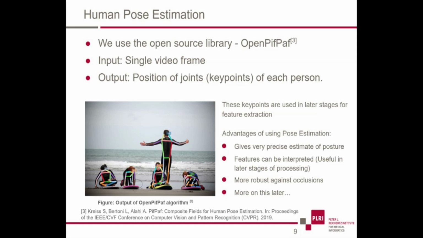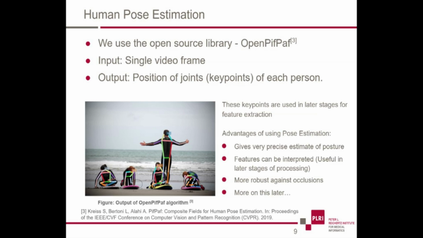The advantage of using human pose estimation compared to, say, traditional ML or end-to-end deep learning models is that one, they give us very accurate estimates of the exact pose of the person, which very often is enough to determine whether a fall has occurred or not.